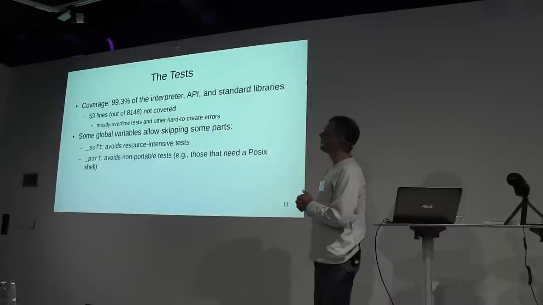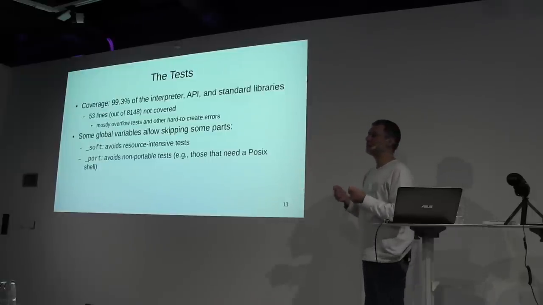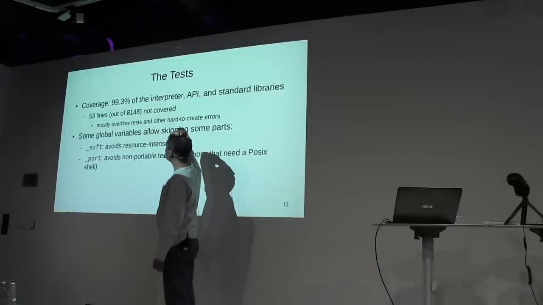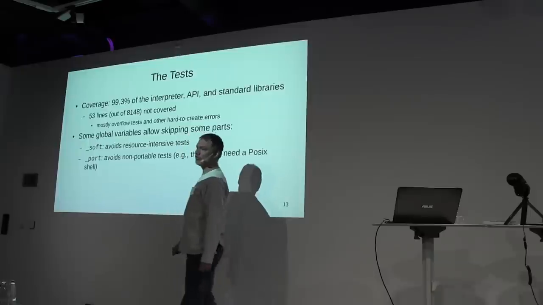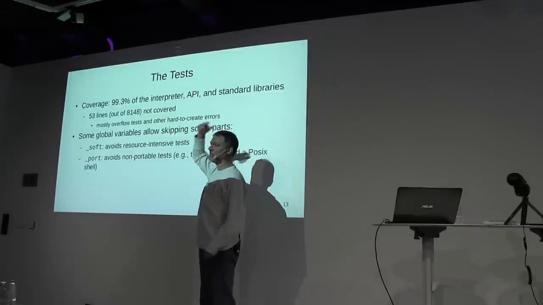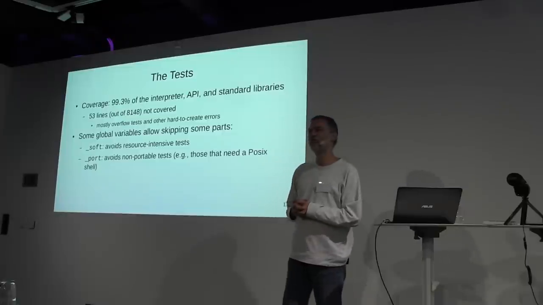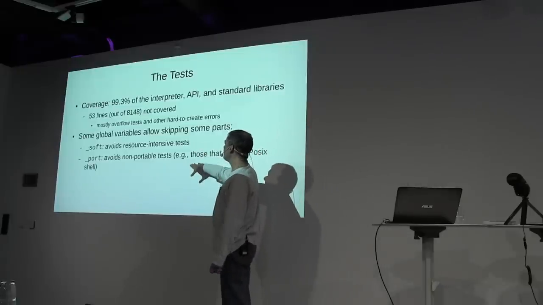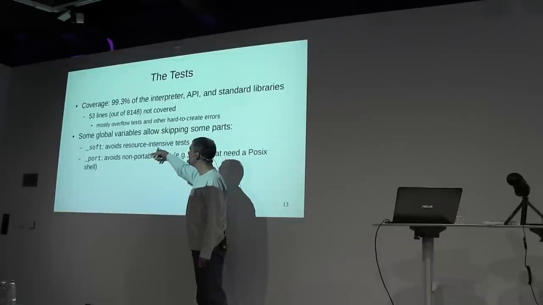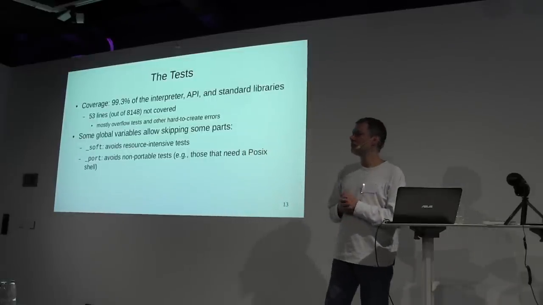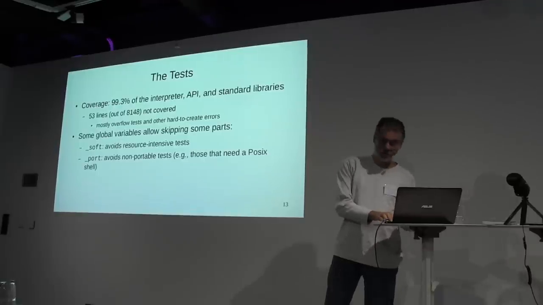Currently we have 99.3% coverage. We tested with a coverage tool, which is pretty good. So out of 8,000 executable lines, we have 53 lines that are not covered in the whole code. They're mostly related to overflow tests, as I explained, that we cannot create overflows, and some errors that are very hard to create, for instance, a few of them you can create but need a lot of time. And so this is what we usually test. And we have some global variables to allow skipping some parts, such as portability problems and resource intensive tests, if you want to run the tests on very small machines with limited memory. Also, we can use some options to not abuse the memory of the machine.